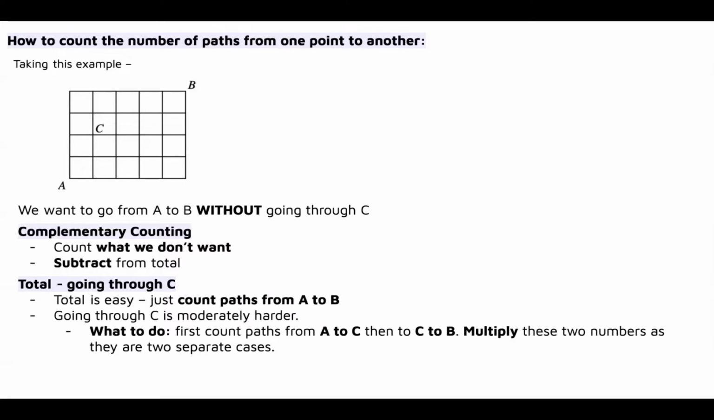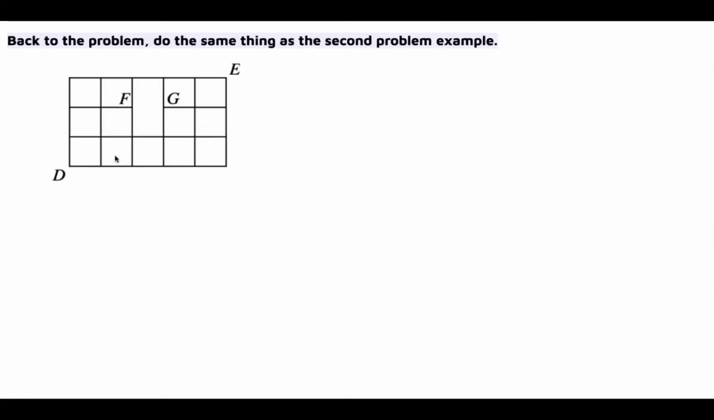What to do is first count the paths from A to C, then C to B, because you want to know how many paths can I take where A has to go through C, and then what paths from C do I have to go to B. Multiply these two numbers because these are two separate cases. If there's two separate cases, you always multiply them. Okay, now let's move on to the problem.